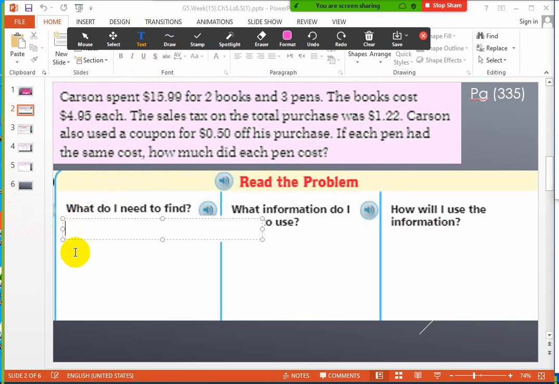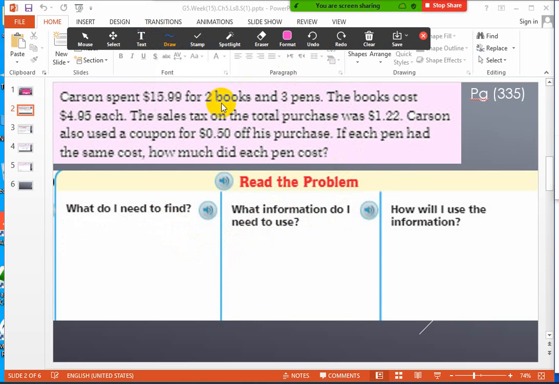So the answer for this question is: I need to find the cost of each pen. Okay, so this is the answer. So always the answer for what do I need to find in any problem is the last question in the problem, the last sentence in the problem. Okay, now what information do I need to use?